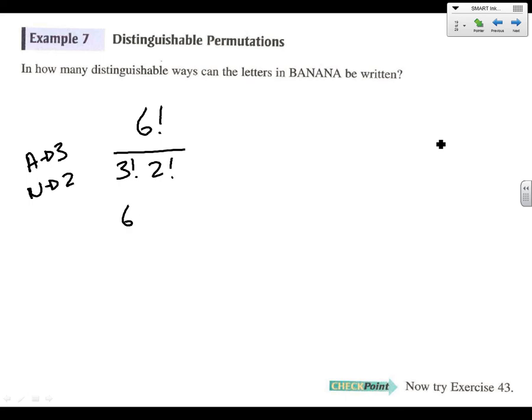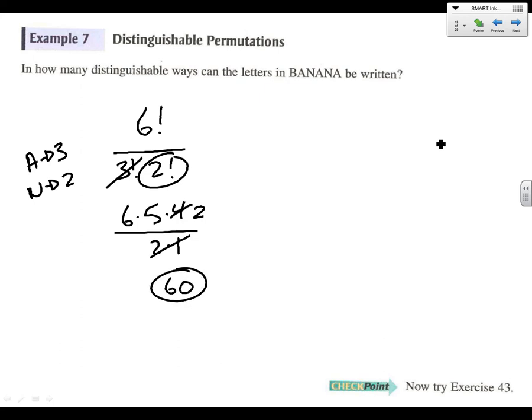Okay? So this is 6 times 5 times 4. Once we hit 3, those cancel out. Divided by, we still need 2 factorial, divided by 2 times 1. Okay? So 2 times 1 cancels out the 4, makes it a 2. 6 times 5 is 30, times 2 is 60. 60 different ways to write banana.